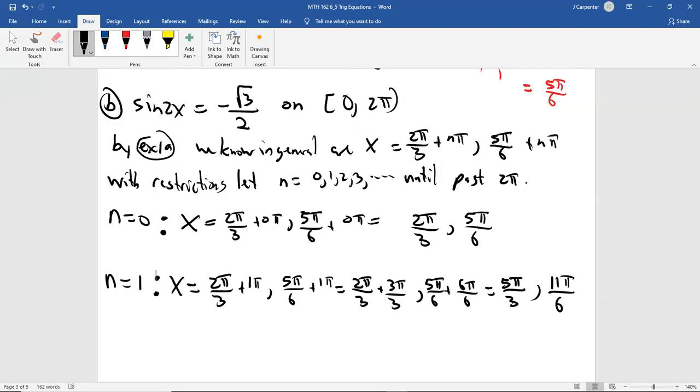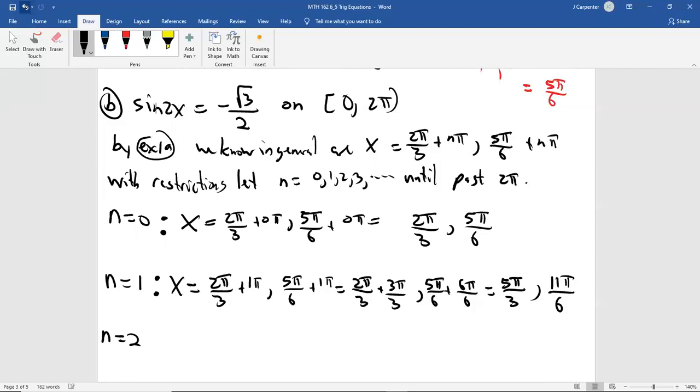Now, you've got to start asking yourself, are these too big? Are either of these solutions bigger than 2 pi? Or even if they are 2 pi, that's too big because that's an open-ended restriction. So 2 pi is not included. But 5 pi over 3, 5 divided by 3 is 1 2/3, so that's fine. 11 divided by 6 is 1 5/6, so that's fine. It's just if you divided those and you got a number bigger than 2, or if you even got 2 exactly, it's too big. So let's try n equals 2.